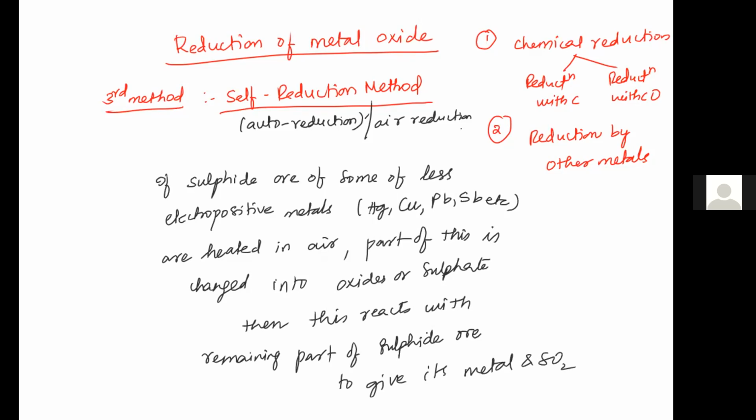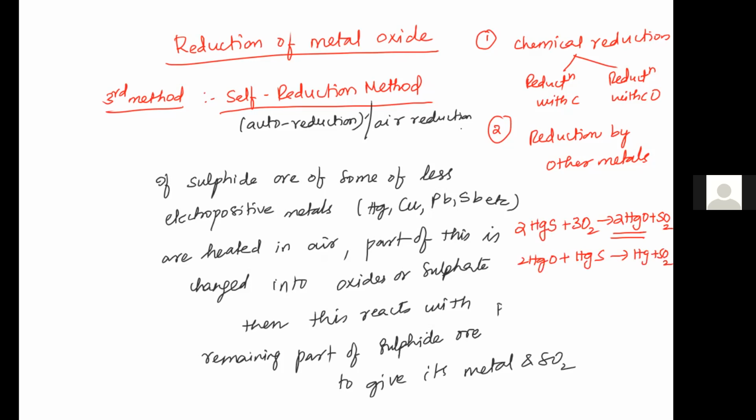If you have mercury sulfide reacting with oxygen, we have HgO plus SO2. Now, whichever part of HgO has reacted is going to react with the other half of the ore which is left, and you get Hg plus SO2 again. So these are two reactions that are happening.